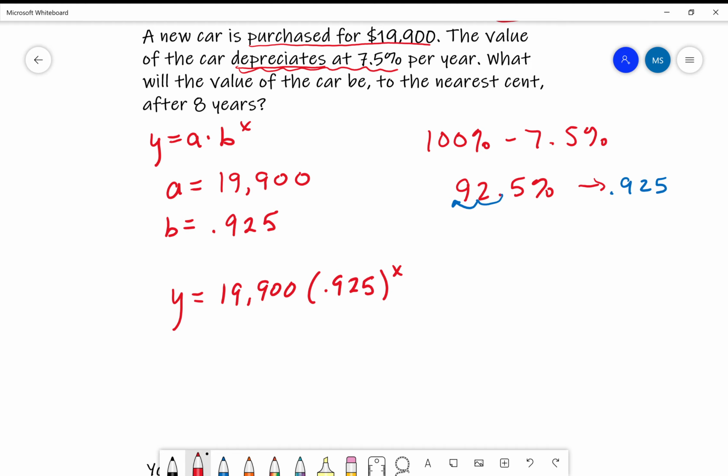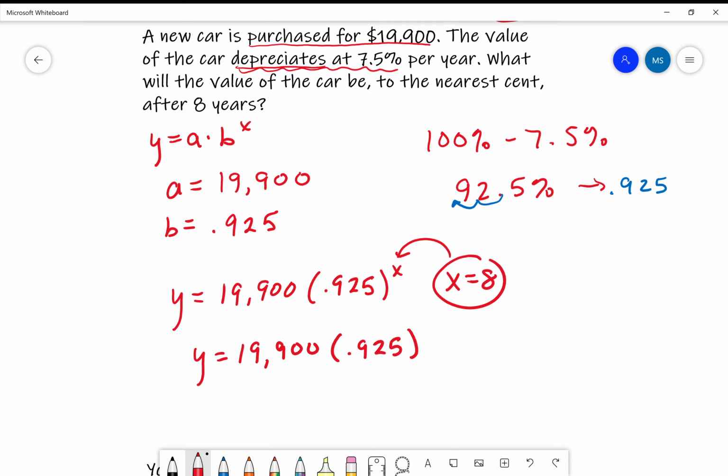They want to know what is the value of the car to the nearest cent after 8 years. So what we've got to do here is plug in that x equals 8 and find out what the corresponding y is going to be. So 19,900 times 0.925 to the 8. Now make sure when you plug these into your calculator, you do this part first, then multiply by the 19,900. If you don't, your order of operations will be off and you'll get a weird answer.